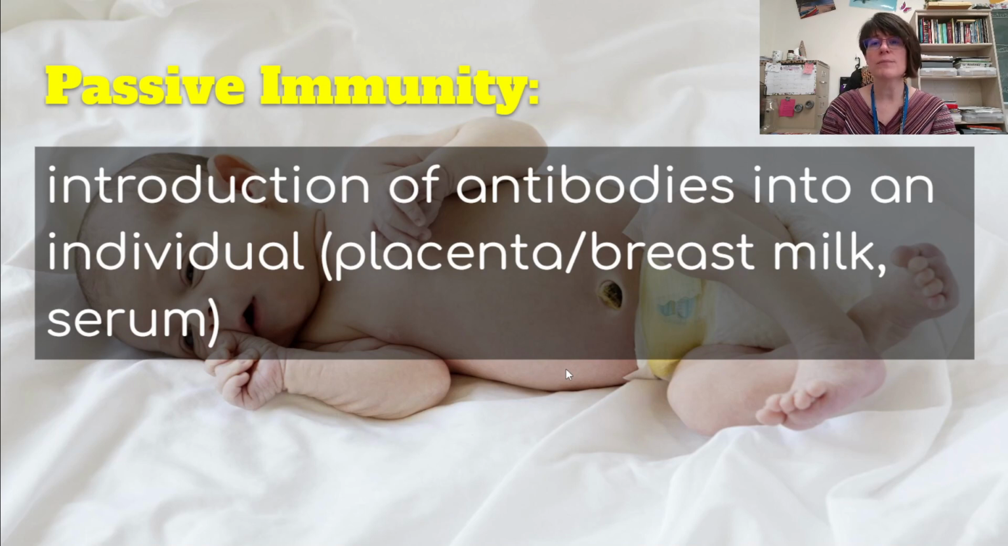And also serum. They can take blood out of another individual, they can take the antibodies out of them, and then they can give the serum to somebody who needs it. And that would be passive immunity, because you are not making the antibodies. They are being given to you.